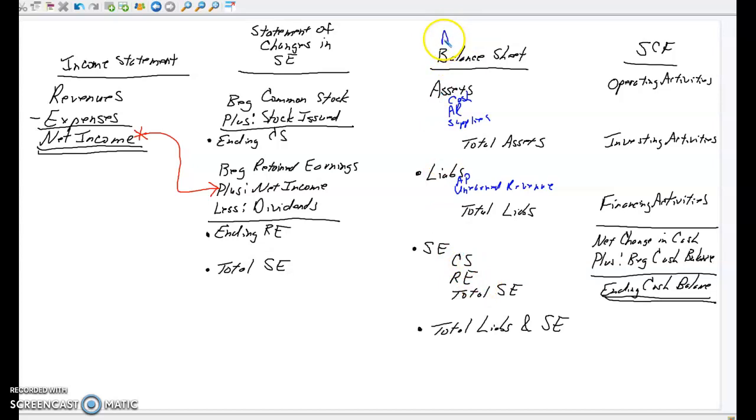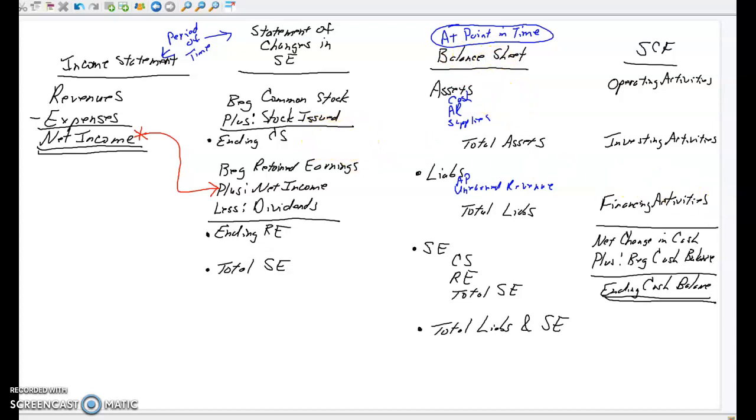So the balance sheet is at a point in time. So it's going to be dated the very last day of the accounting period. So at the end of the month, at the end of the year, whatever, at that point in time. These two statements cover a period of time. So it could be a month, a year, whatever. But the income statement and statement of changes, they're like a movie that covered a period of time. The balance sheet's a snapshot, click, click, at that point in time.